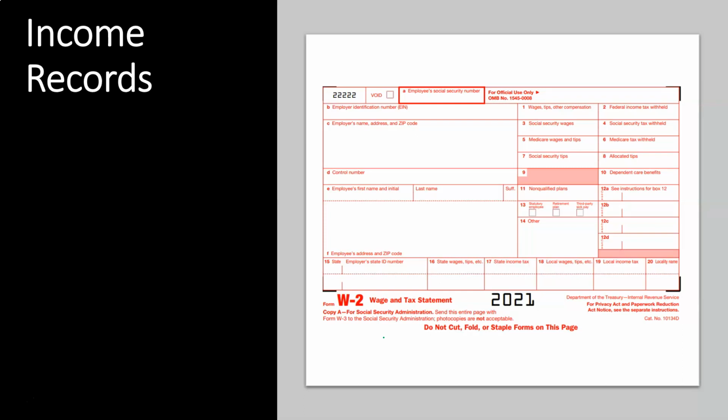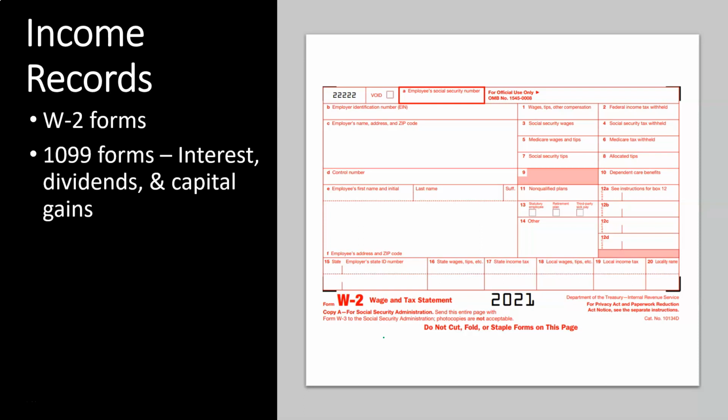So income records will, of course, include the W-2 form if you're a W-2 employee, which may be mailed to you, but they might be giving it to you digitally at this point, which hopefully is an easy thing for you to pick up and get. Hopefully that's an easier way to do it.